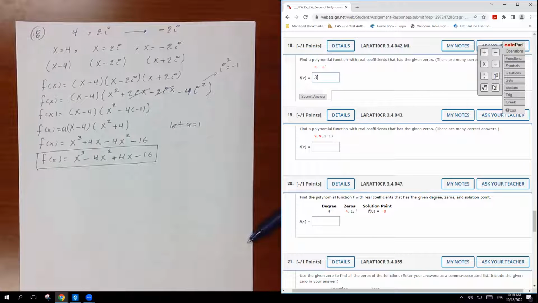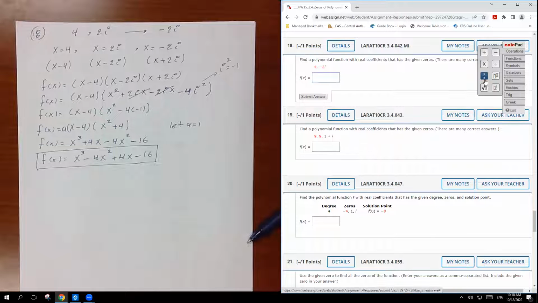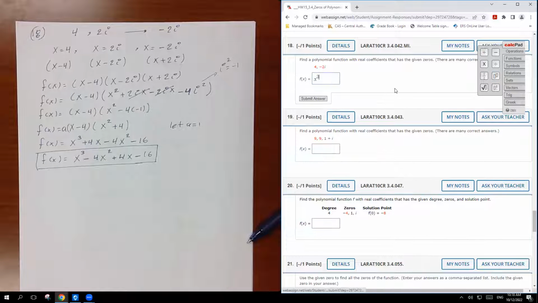So x cubed, I don't know why I typed capital X, x cubed minus 4x squared plus 4x minus 16.